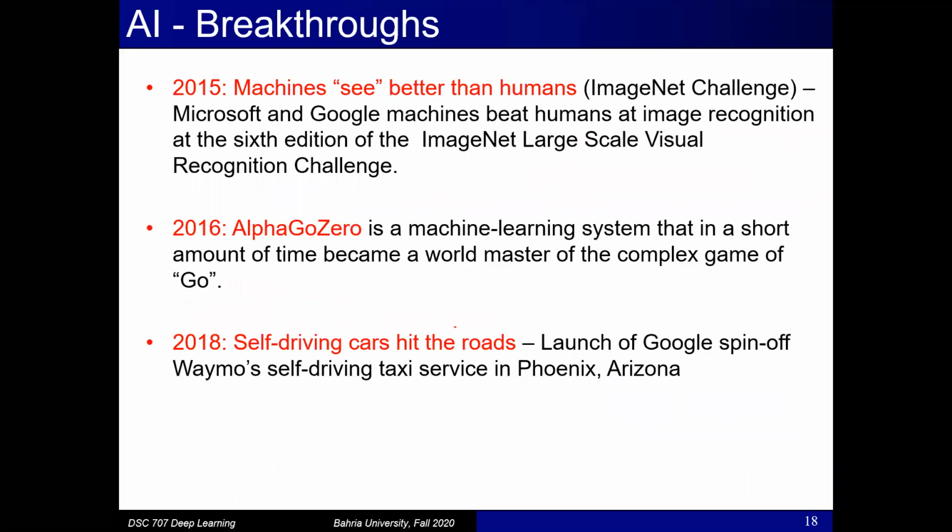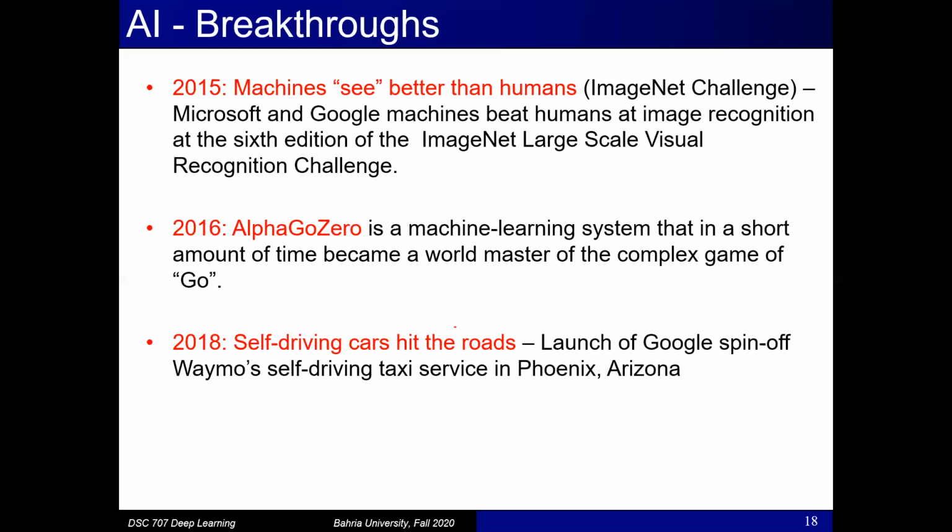Then in 2015, like 5 years back, there's this famous statement that machines can see better than humans. Now, what does that mean? There's a visual recognition challenge in which humans and computers were shown different pictures, right? And the task was that they had to tell what they see in a picture. There were around 1,000 categories. In that particular challenge, the computer was able to beat humans, right?